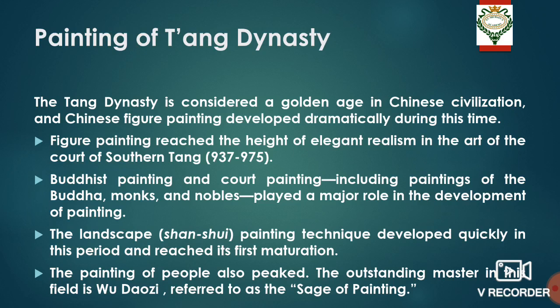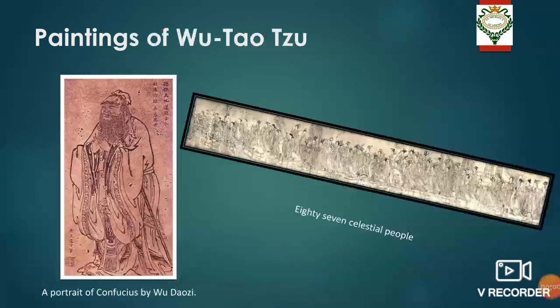And the themes that were painted during this time included figure painting, Buddhist painting, landscape painting, and painting of people. The outstanding master in this field was Wu Daozi, who was referred to as the sage of painting. So he was a famous painter of that time.